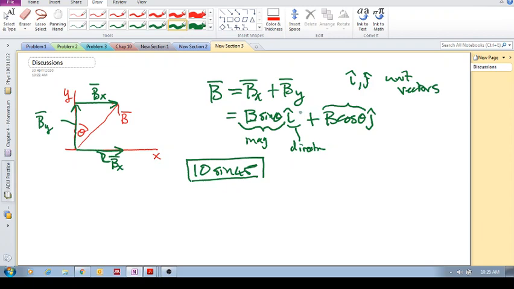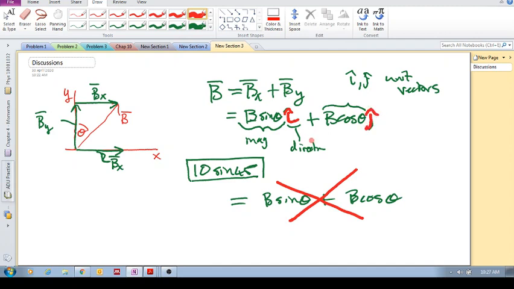So this is another thing which is very important. To say b is equal to b sine theta plus b cos theta is completely wrong, because all you're doing is adding up two scalar values and giving a final number. There's no direction information, so you have to include these unit vectors.